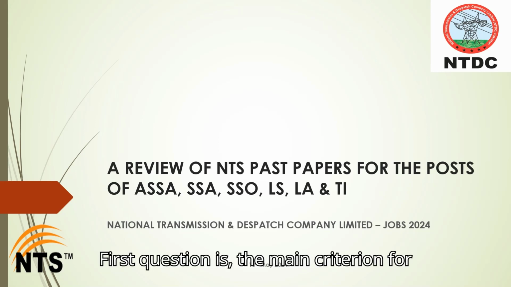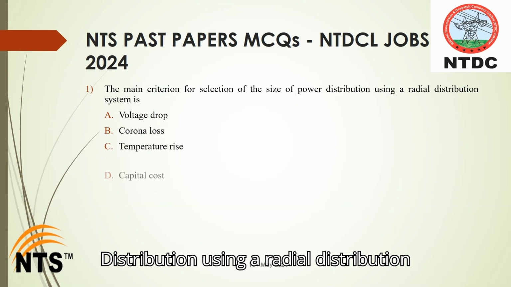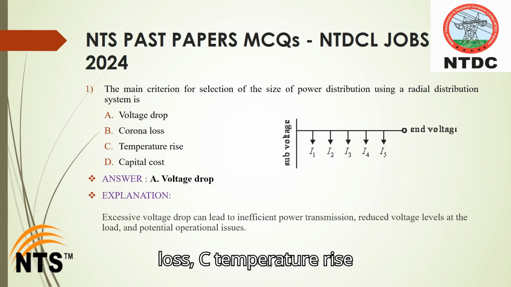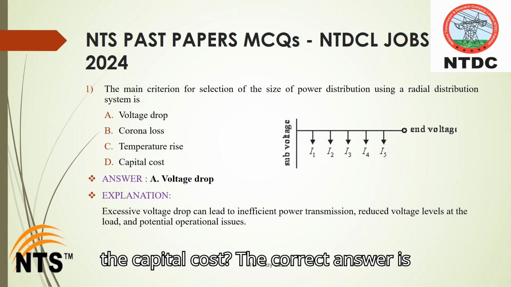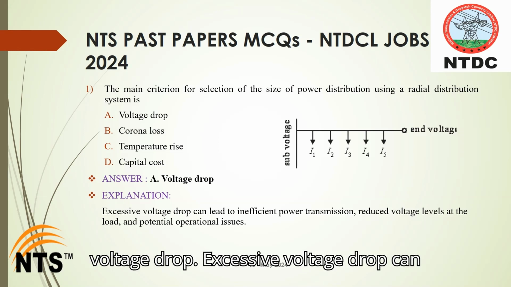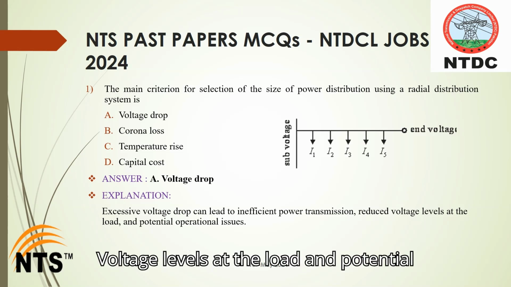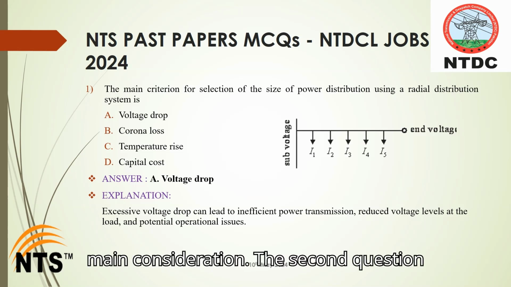First question is, the main criterion for selection of the size of power distribution using a radial distribution system is: A. Voltage drop, B. Corona loss, C. Temperature rise, D. Capital cost. The correct answer is voltage drop. Excessive voltage drop can lead to inefficient power transmission, reduced voltage levels at the load, and potential operational issues. That's why it is the main consideration.